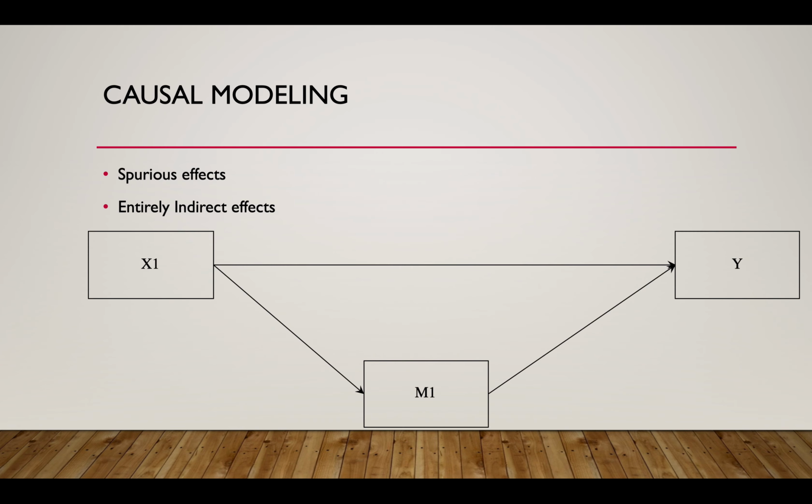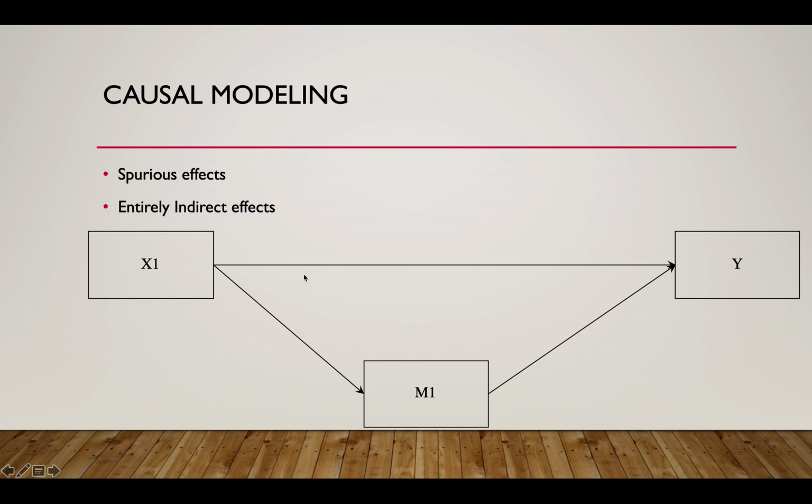Alternatively, we have the situation where we have entirely indirect effects. This is more rare, but it's not completely unheard of. In the Baron and Kenny article that you're going to read, they're going to refer to indirect effects as a change in this path after adding this variable to the model.